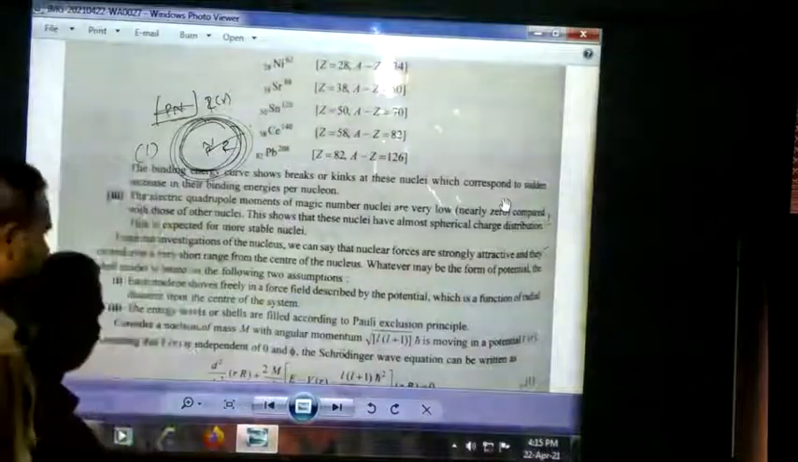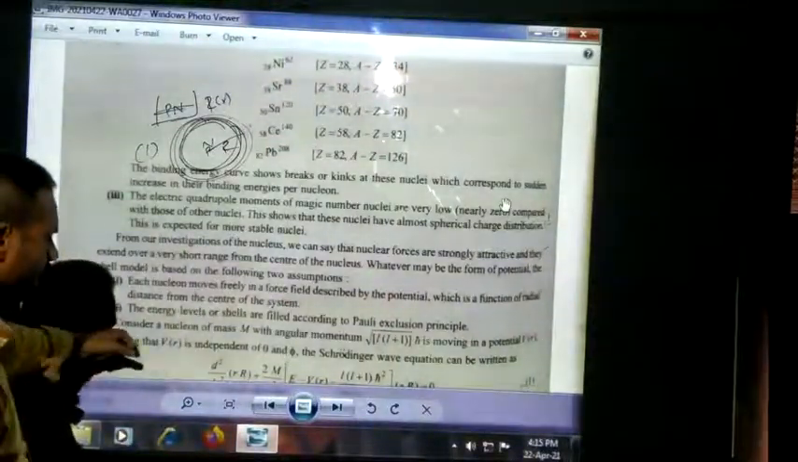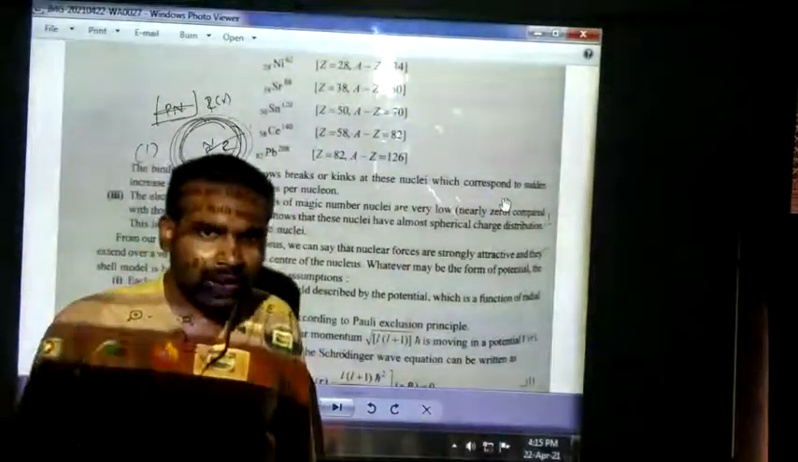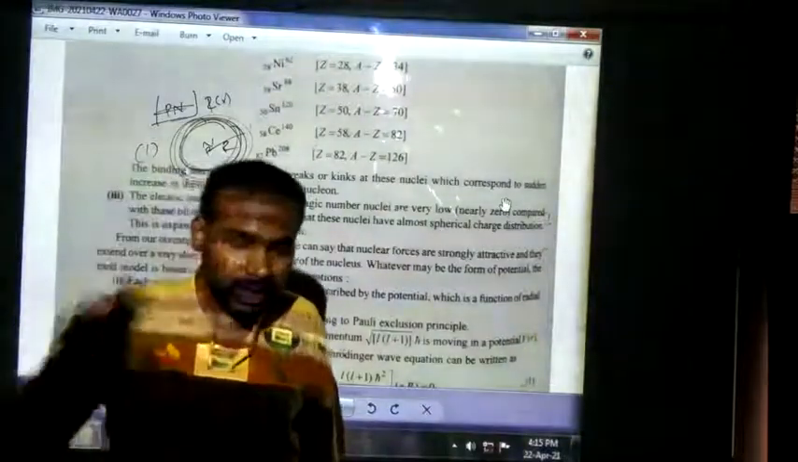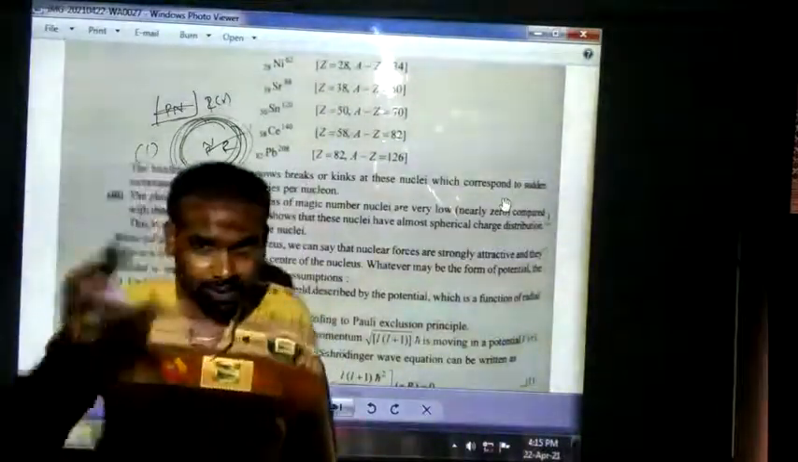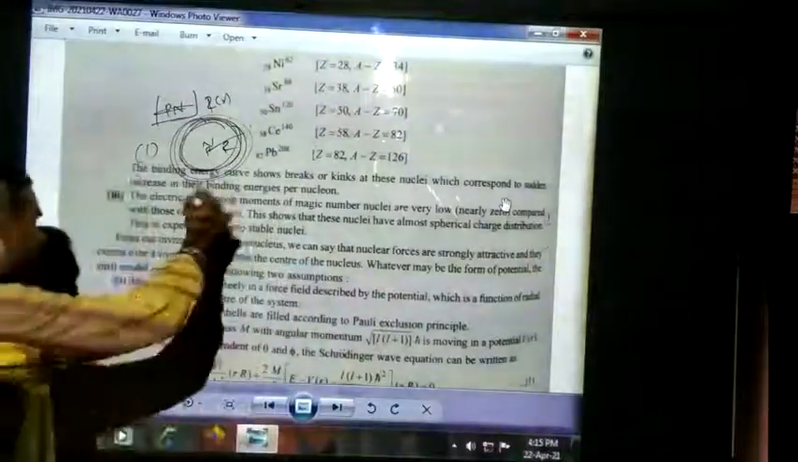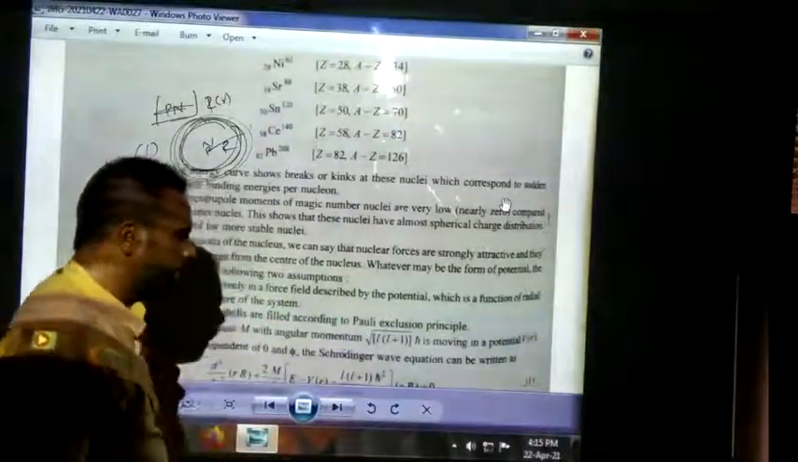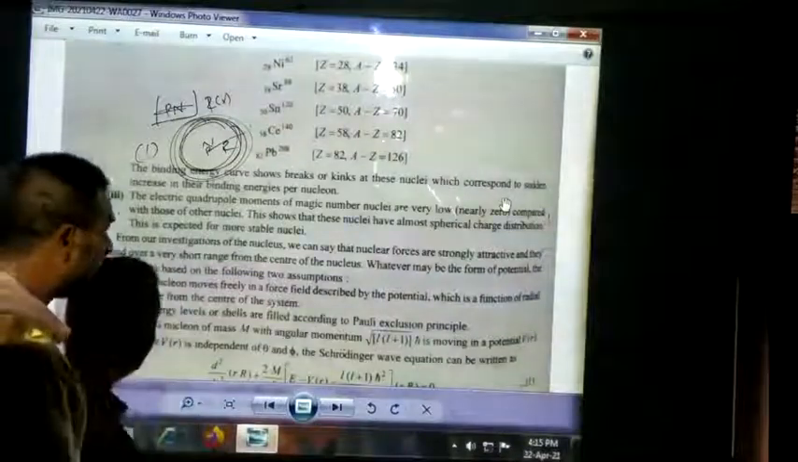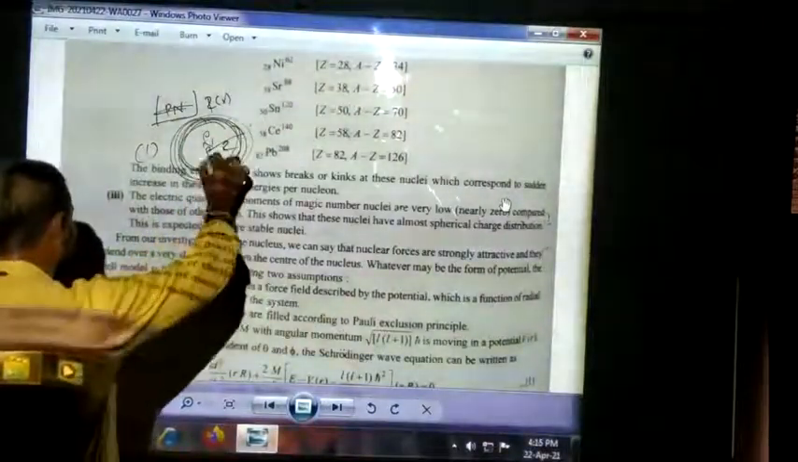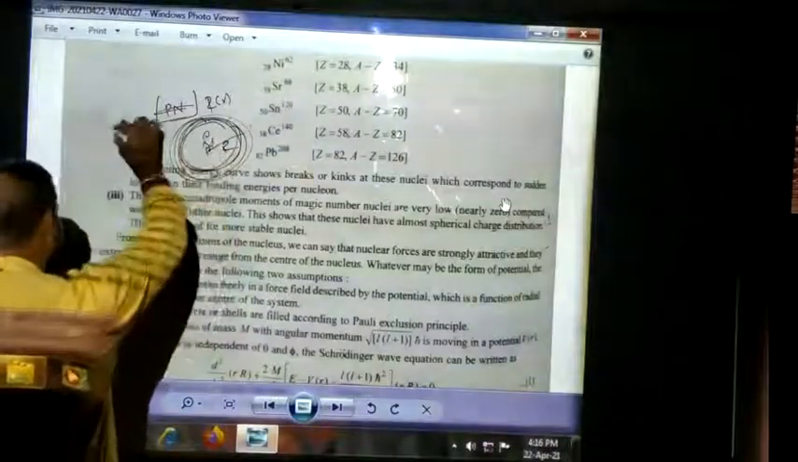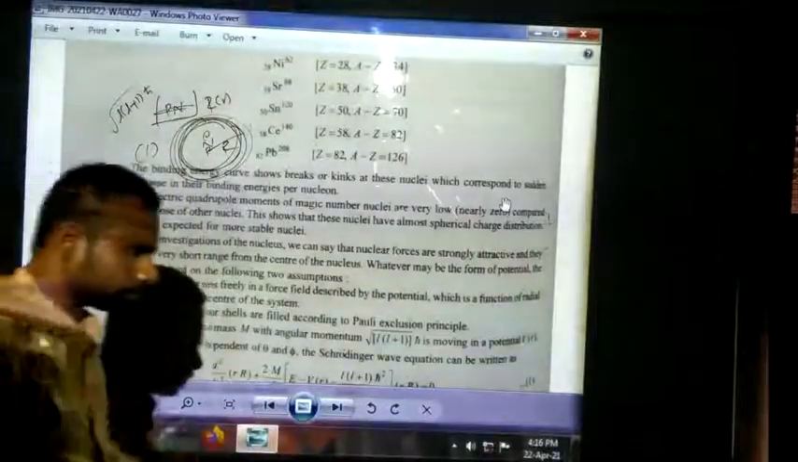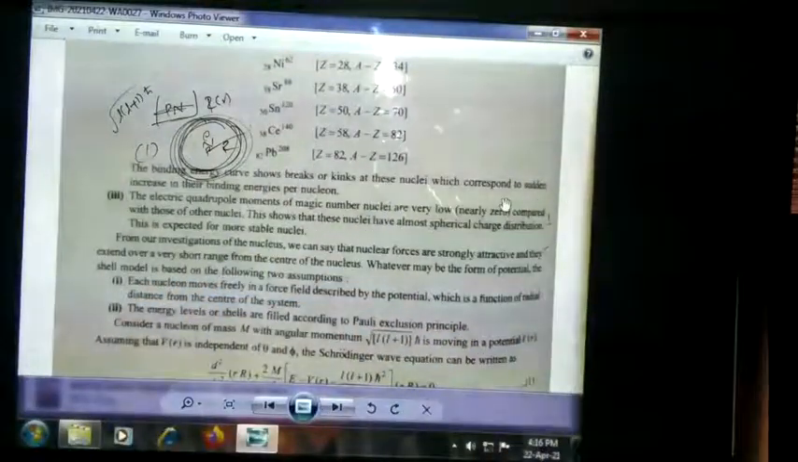Next, we are considering a nucleon of mass m with angular momentum. The nucleons have spin, as we explained in the basic properties of the nucleus. The total angular momentum is under root L into L plus 1. The body is moving in a potential V of r. The nucleons move in this force field with angular momentum under root L into L plus 1 times h bar.